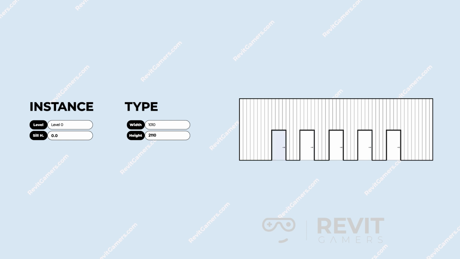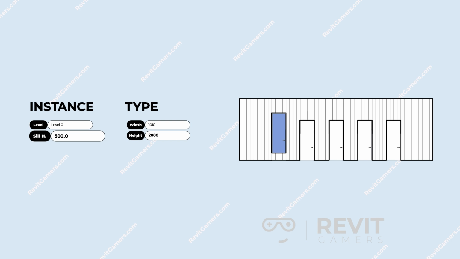Having only this door selected and changing the height parameter will cause all other doors of that type to change, even if they are not selected. That's because making changes to type properties will change all the objects of that specific type. But changing the sill height only impacts that selected door. The reason is that instance properties only impact the selected object or objects. This is actually the main difference between the two parameter groups.